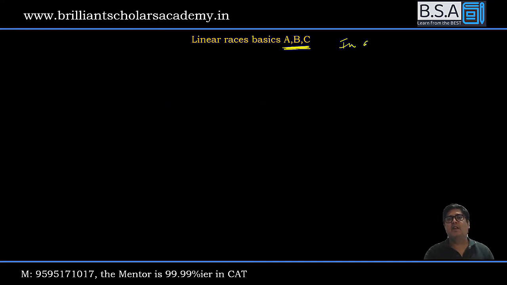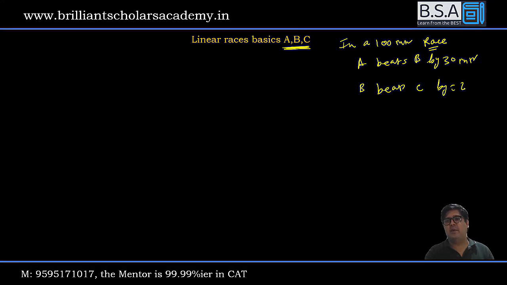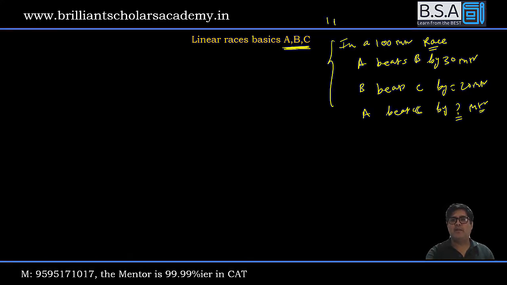In a 100-meter race, A beats B by 30 meters. Please observe, B beats C by 20 meters. A will beat C by how many meters? Give it a try. Take 1 minute.